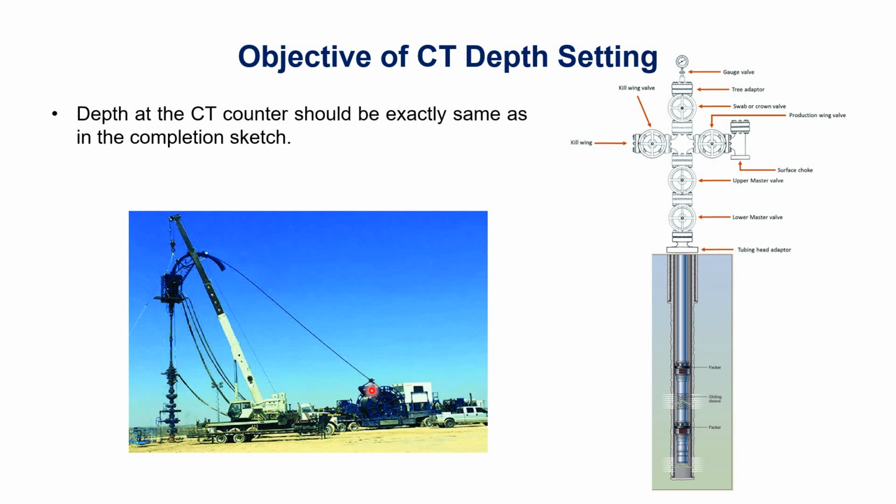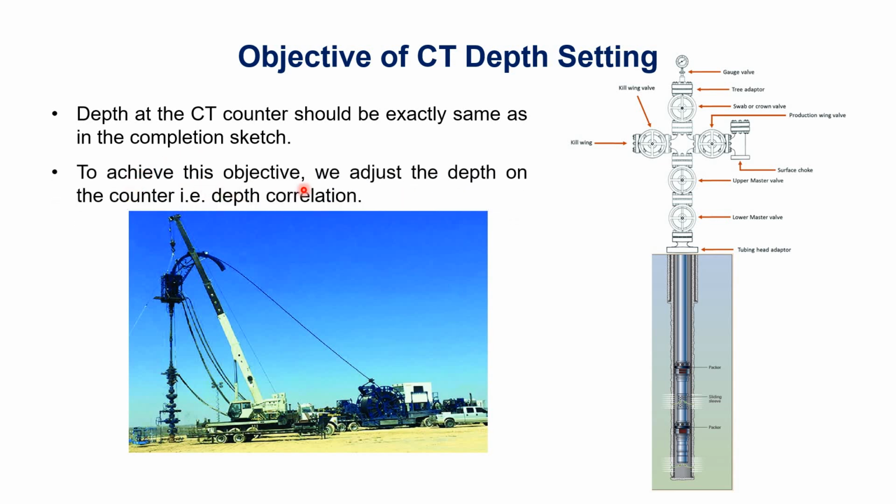So now we can again rephrase the objective of CT depth setting: the depth at the CT counter should be exactly the same as in the completion sketch. To achieve this objective, we adjust the depth on the counter, that is depth correlation. How do we perform this calculation?